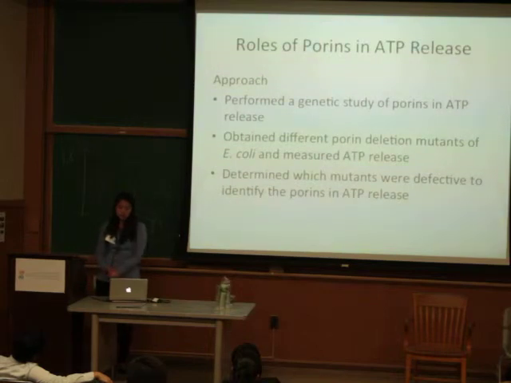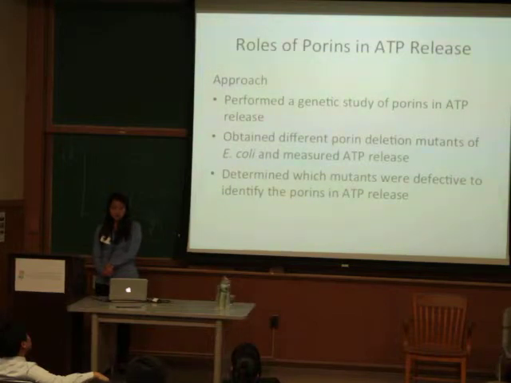The way I approached this was by performing a genetic study for porins and ATP release. We obtained different porin mutants from E. coli that had a deletion in different genes that coded for different porins. Then we measured the ATP release for each of these mutants, and we also measured the ATP release for the wild type without any deletion mutants at all. And we compared the two so we can see which mutants were defective in comparison to the wild type.